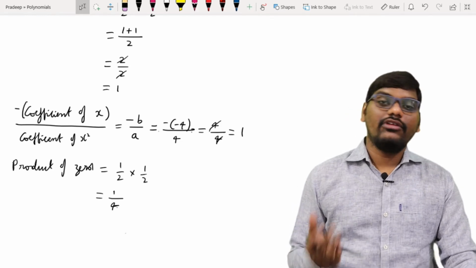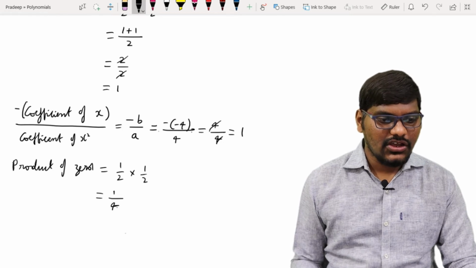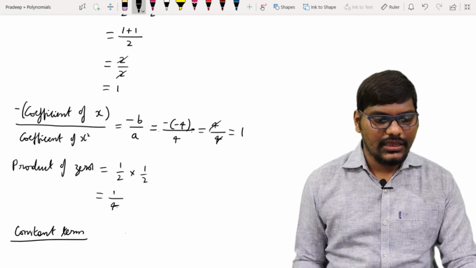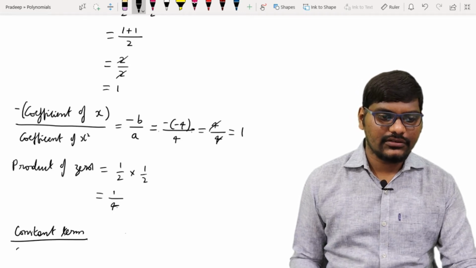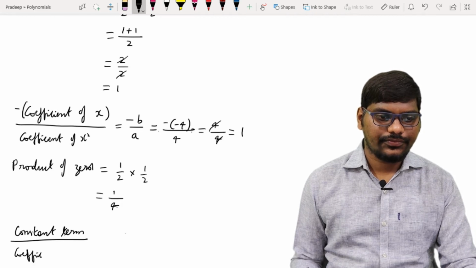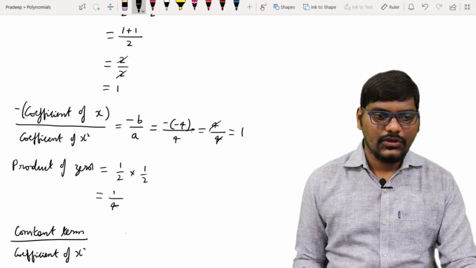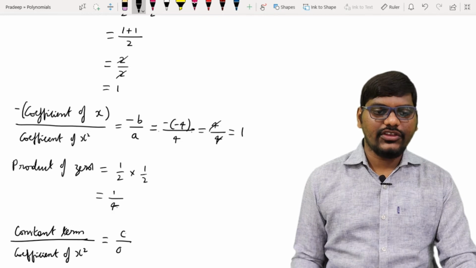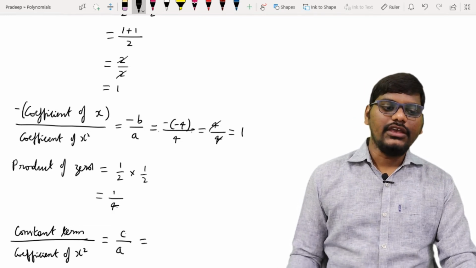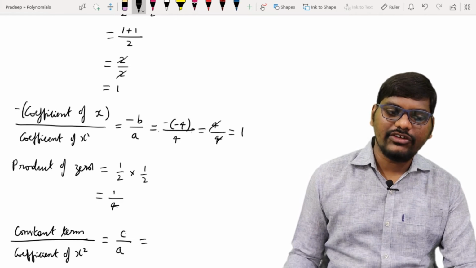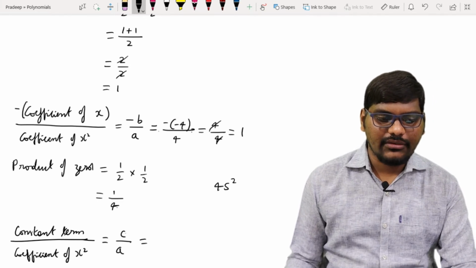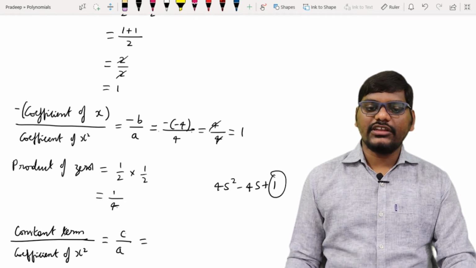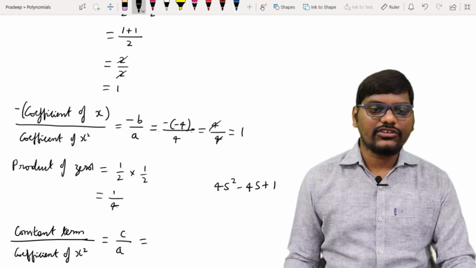Okay, so now we'll do it with the coefficients too. I can write here the constant term by the coefficient of x square. So what is the constant term, and the coefficient of x square is a. Okay, so what is our given equation? The equation is 4x square minus 4x plus 1, whereas the constant c is nothing but 1, and the coefficient of x square is nothing but 4.